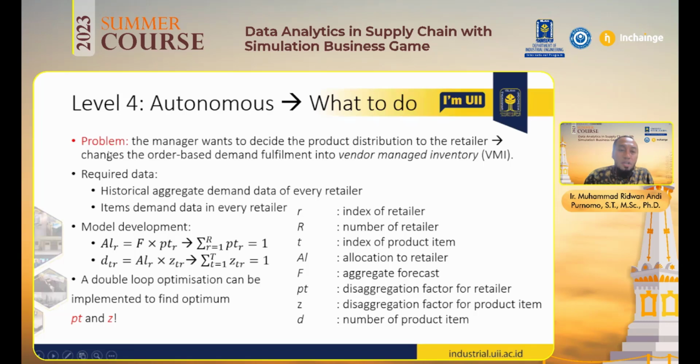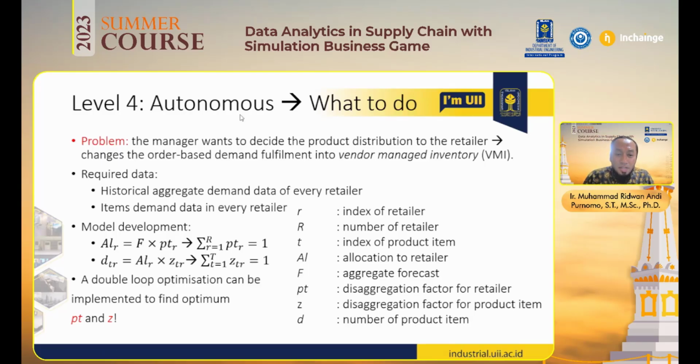Okay, after we identify the problem to be solved, then we can try to identify the required data. The required data is the historical aggregate demand data of every retailer, because in order to determine, based on the aggregate forecasting, how many products to be delivered to the first retailer, second retailer, and third retailer, we need to confirm again with the aggregate demand data of every retailer. Because we already have that historical data, we can use the data to validate our disaggregation method.